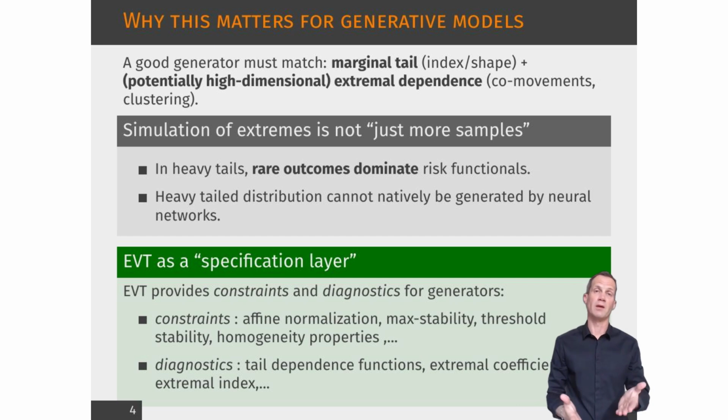This is why extreme value theory can serve as a specification layer. It provides structural constraints, such as normalization properties, max stability, threshold stability, and homogeneity. It also provides diagnostics such as tail dependence functions, extremal coefficients, and the extremal index. These tools help us evaluate whether a generator is reliable in the tail.